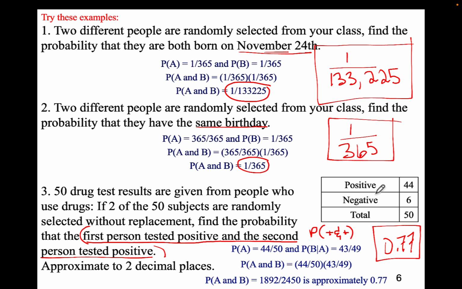So after the first positive result is pulled, that gets us our new counts of 43 and 49. So when we set up our second fraction, and that is again dependent on another positive being pulled, it would be 43 out of 49. So very similar to the example on the last slide, but look carefully at what's determined a success, or what goes inside the parentheses. Here it is first person test positive and second person test positive again.